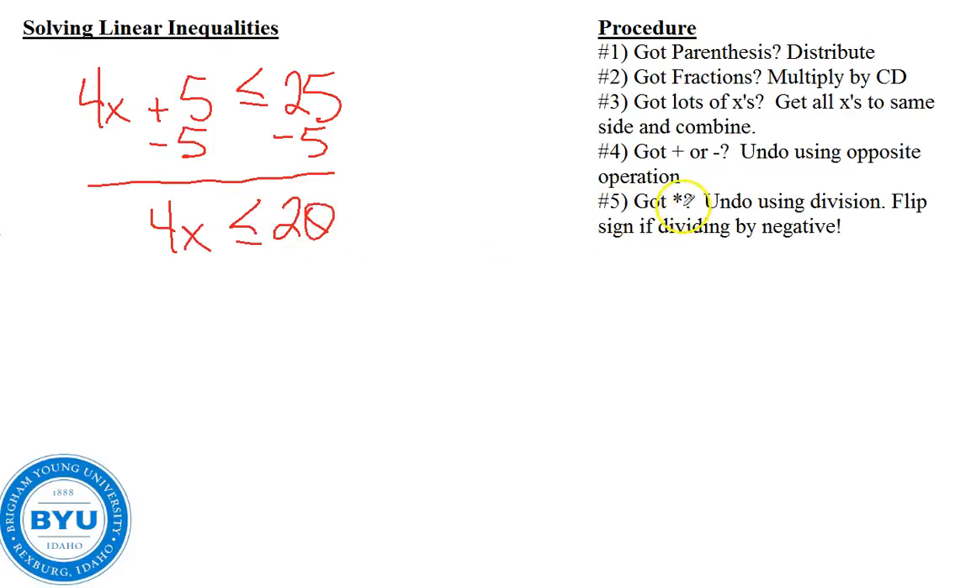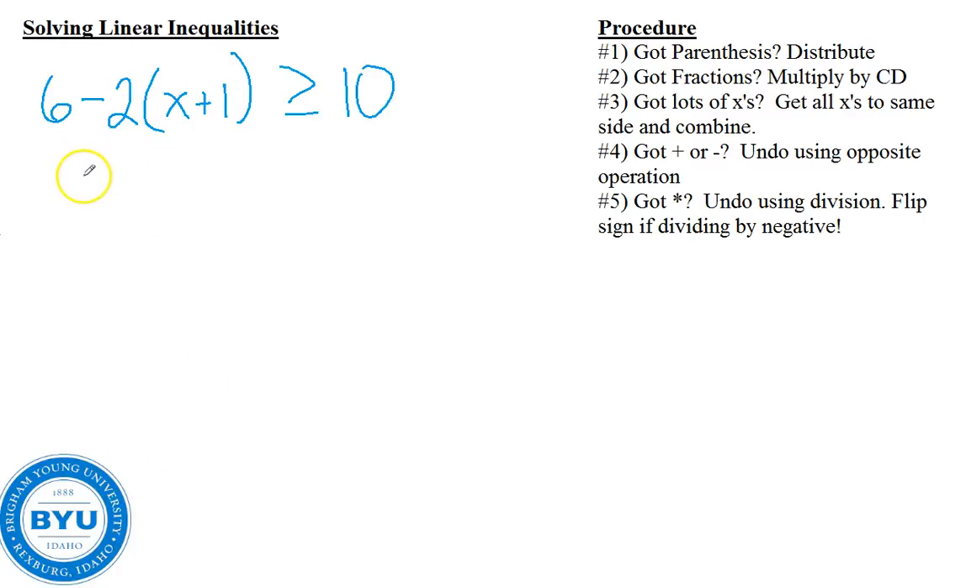In my last step, do I got multiplication? I do. I've got a times by 4. So I'm going to undo it by dividing by 4. When I divide by 4 to both sides, I get x is less than or equal to 5. Notice I don't need to flip my sign. There's no flippage here. You only flip if you divide by a negative, and I did not.